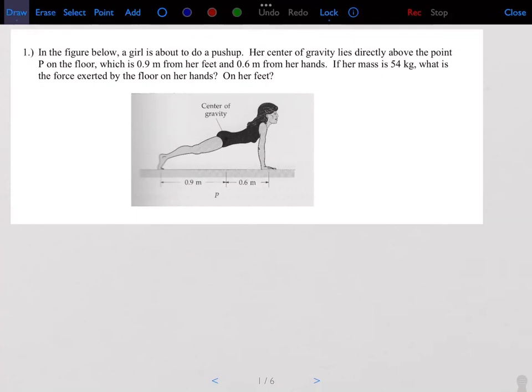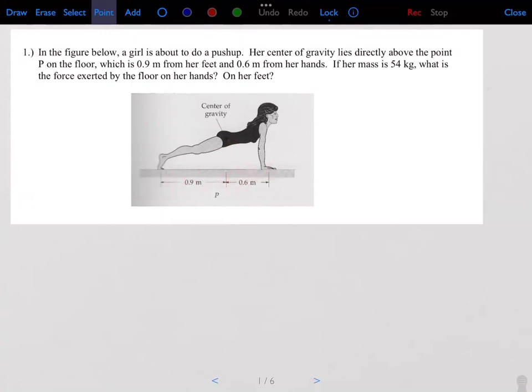Okay, so in this first question, it says in the figure below, a girl is about to do a push-up. Her center of gravity lies directly above the point P on the floor, which is 0.9 meters from her feet. So basically it's saying center of gravity is right here, acting down. That's where her weight acts. This is the horizontal distance, 0.9 meters. And then it's 0.6 meters from her hands.